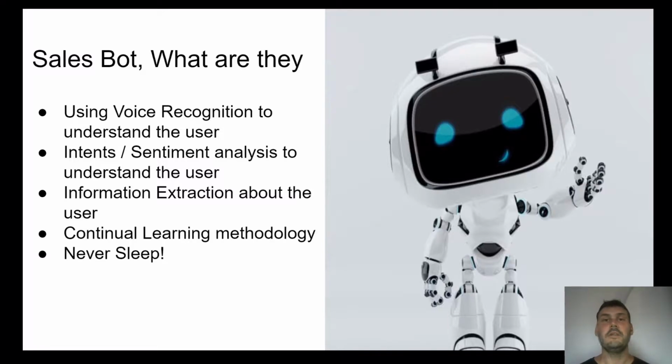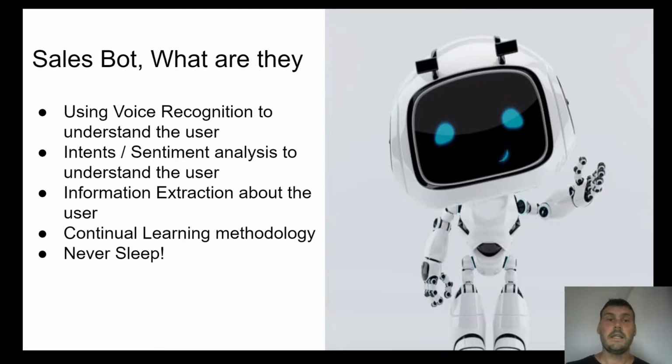The web version uses voice recognition to understand the user. So this bot is not just something static, it's something you talk to, it responds, it's a whole conversation. It uses a variety of technology, from intent analysis to sentiment analysis, to understand the user. It uses this information to make decisions about what to say next. What is the user trying to say, and what should it say next? What question should it ask the user to learn more information?